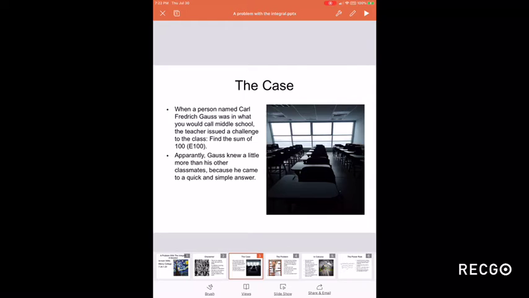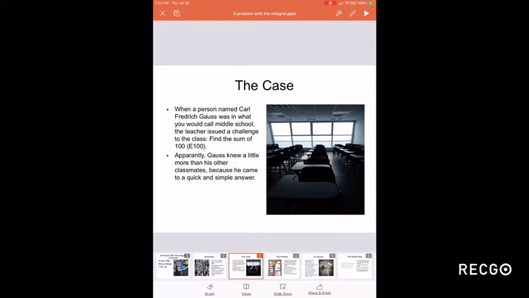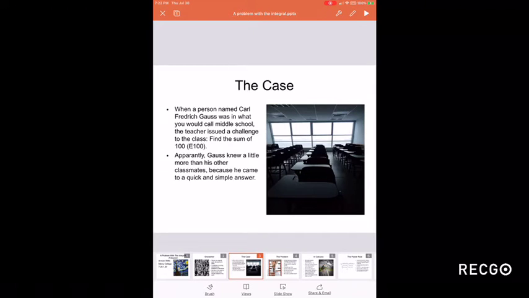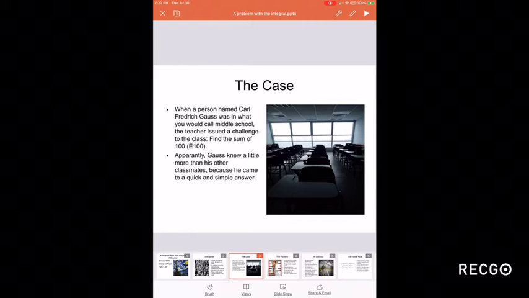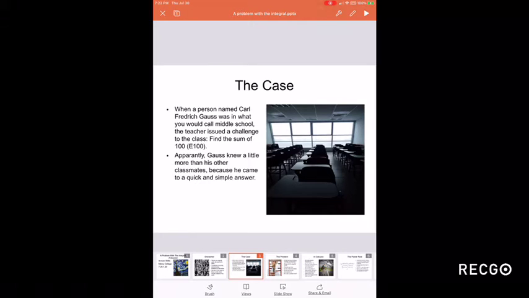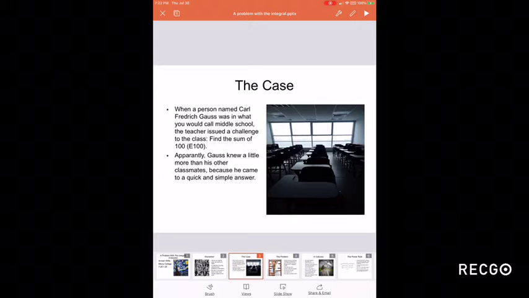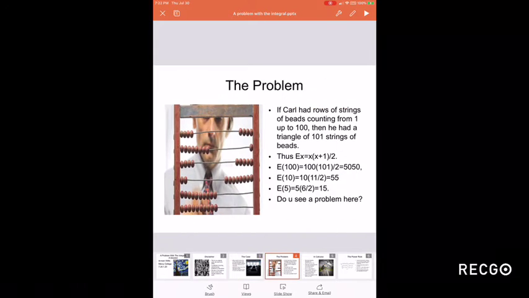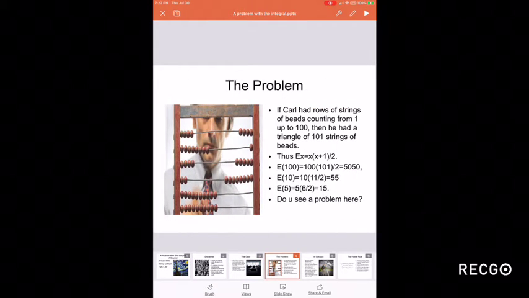When a person named Carl Friedrich Gauss was in what you would call middle school, the teacher issued a challenge to the class: find the sum of 100. Apparently, Gauss knew a little more than his other classmates because he came to a quick and simple answer. If Carl had rows of strings of beads, counting from 1 up to 100, then he had a triangle of 101 strings of beads. Thus, the sum of x is x times x plus 1 over 2. The sum of 100 is 100 times 101 over 2, or 101 times 50 equals 5050.